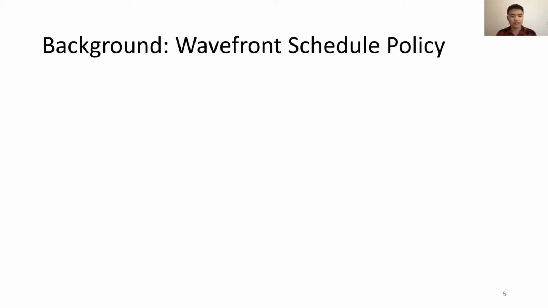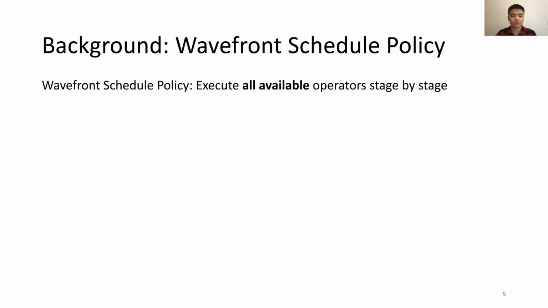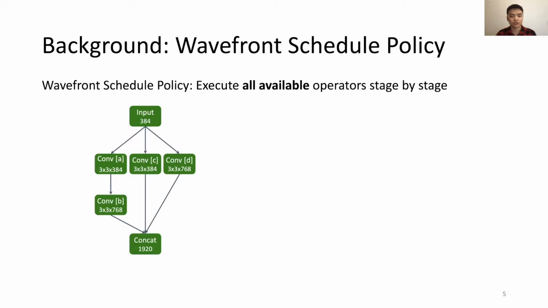Let's first look at an existing approach, the wavefront schedule policy. Wavefront schedule policy executes all available operators stage by stage. We use this model to illustrate this schedule policy. At the beginning of execution, there are three convolutions ready to execute: convolution A, C, and D. Wavefront policy would choose the three convolutions here as the first stage. After that, we can execute convolution B because its dependent convolution A has been executed in the first stage. The latency of this schedule is 0.37 milliseconds.